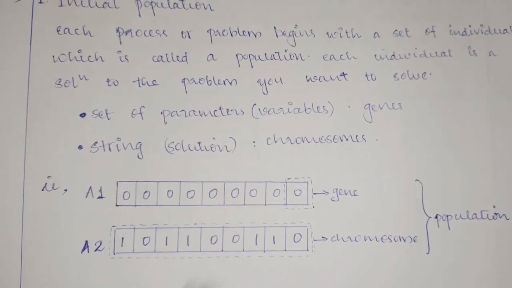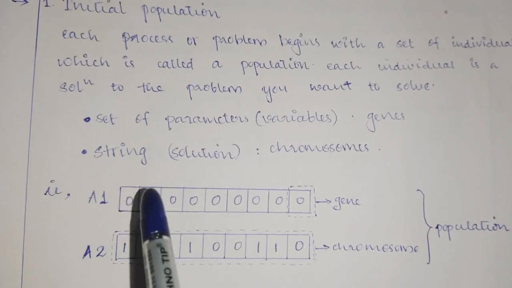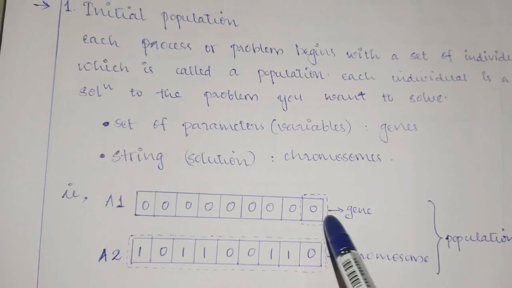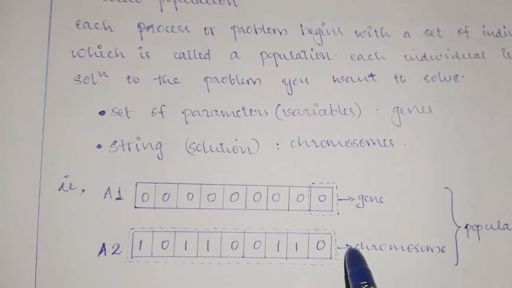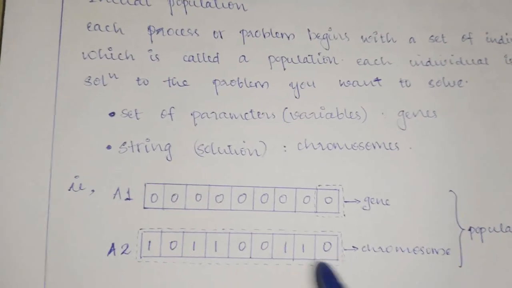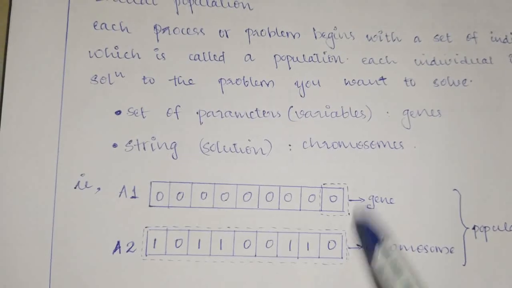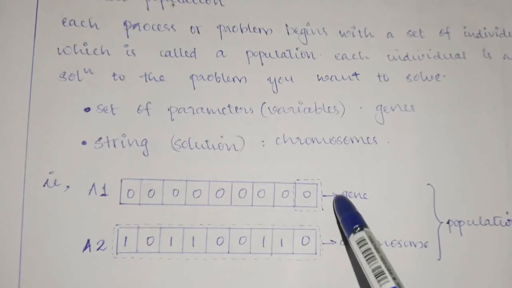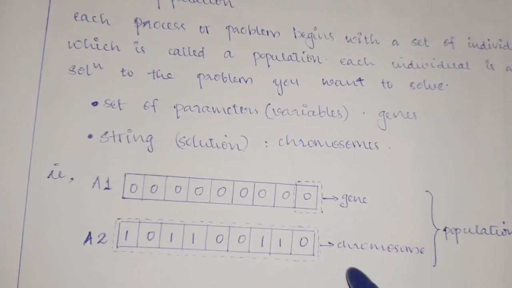For example, here A1 and A2 are two different individuals, and an individual is characterized by a set of parameters. This parameter is called a variable. This single unit or single value is called a gene, and this group of genes forms a string which is called a chromosome, and these two individuals constitute a population. So a single unit or variable is called a gene, a group of genes is called a chromosome, and two individuals constitute a population.